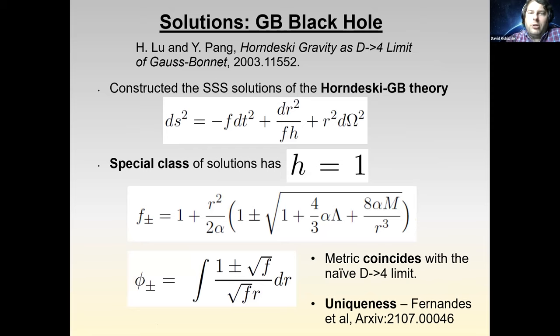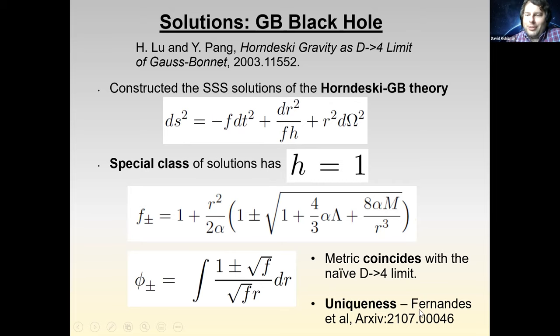You can look at the spherically symmetric solutions. And of course, in general, if you have scalar fields and so on, you will have two metric functions. So I parameterize them as f, h and f here. But if you concentrate on the Schwarzschild case, h equal to one, then you find that the solution is given over here, the scalar field is given here, and the metric function is here. If you remember what I showed you before, this is precisely the metric which you get by the naive limit D goes to four of the Gauss-Bonnet solution.